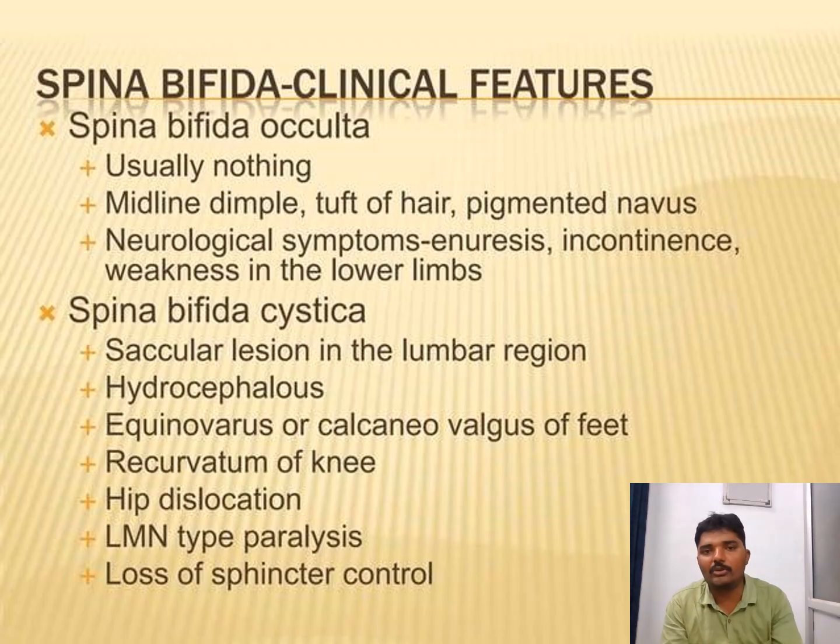Usually occulta has nothing. There may be a midline dimple, a tuft of hair, or a pigmented nevus. Neurological symptoms are enuresis, incontinence and weakness in the lower limbs. Spina bifida cystica presents as a lesion in the lumbosacral region, with hydrocephalus, equinovarus or calcaneovalgus of the feet, recurvatum of the knee, hip dislocation, a flaccid type of paralysis, and loss of sphincter control.